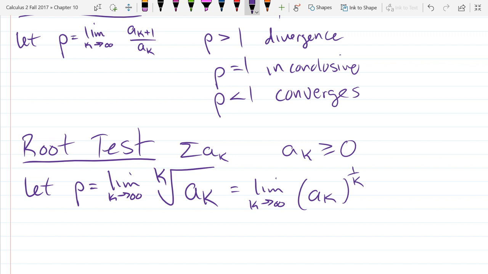It will be really obvious when you need to use the root test, because you're going to use it when the term is raised to something like the k power. And when you use the root test, it'll cancel out that k power, basically.